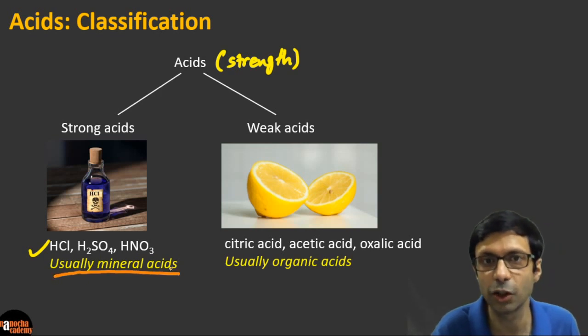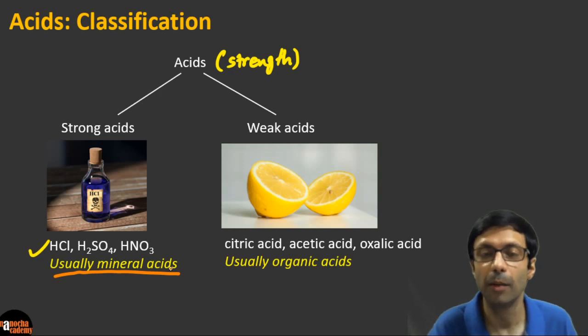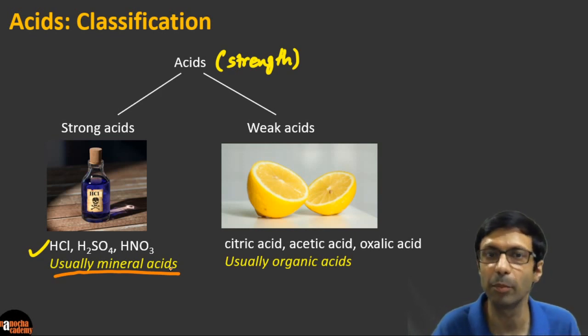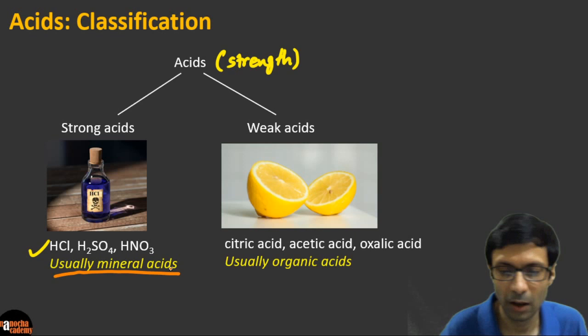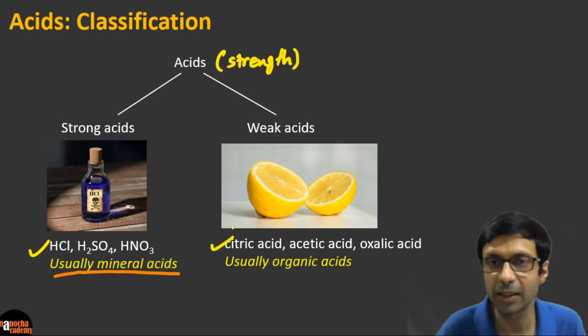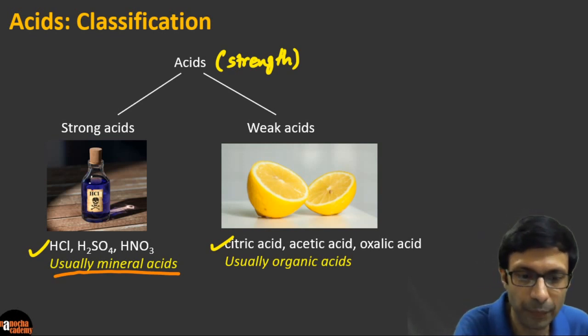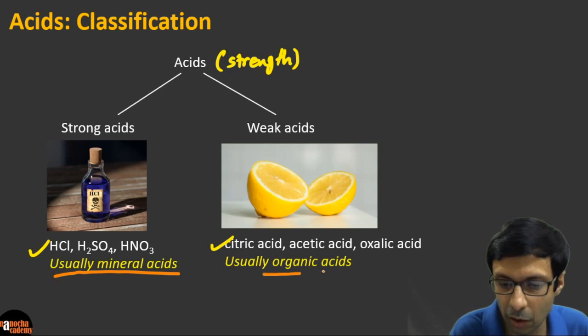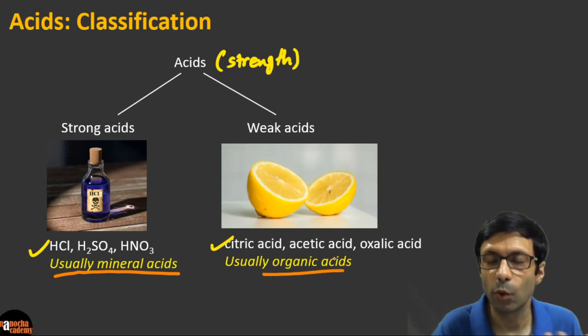So strong acids are usually mineral acids, but there are exceptions in chemistry. There can be mineral acids that are weak. Now let's look at the weak acid examples. The weak acids are citric acid, acetic acid, oxalic acid. So they are usually organic acids. So what does weak mean and what does strong mean?